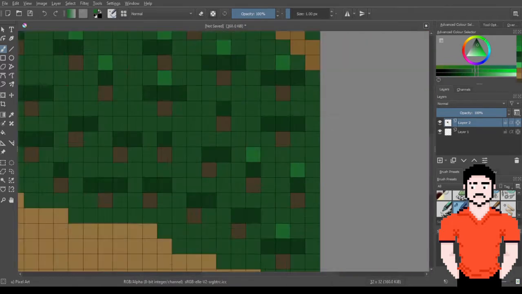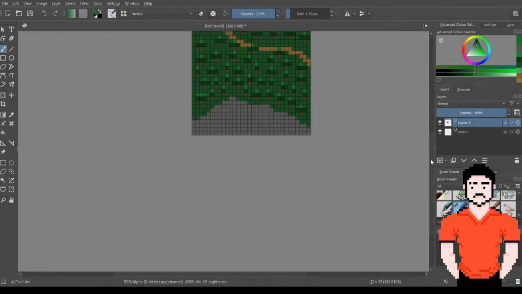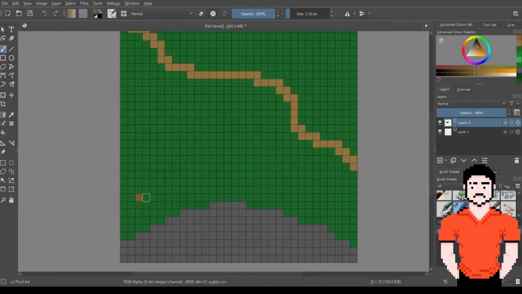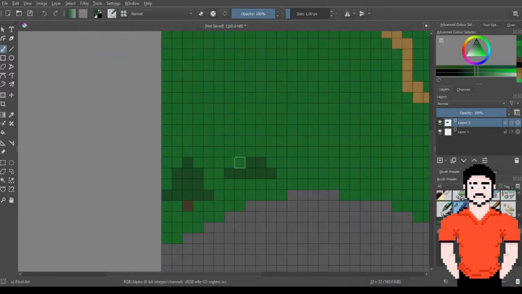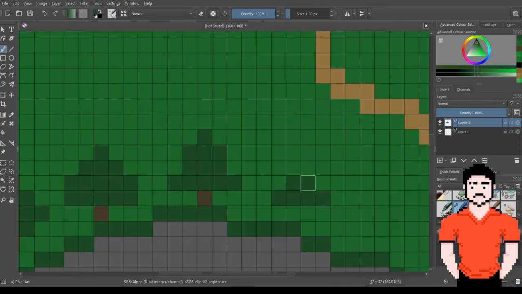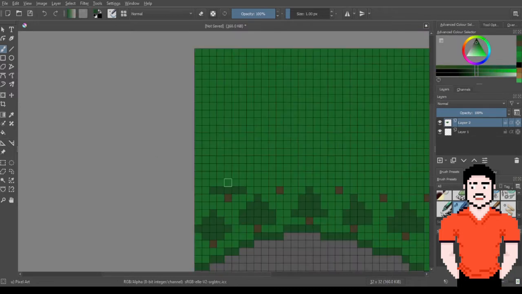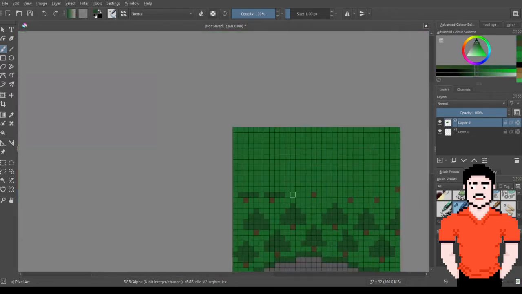So we have our perspective from a cliff looking down on a forest. I made the cliff gray to represent a rock and I got rid of the path because the path wasn't fitting the theme that I have in my mind.